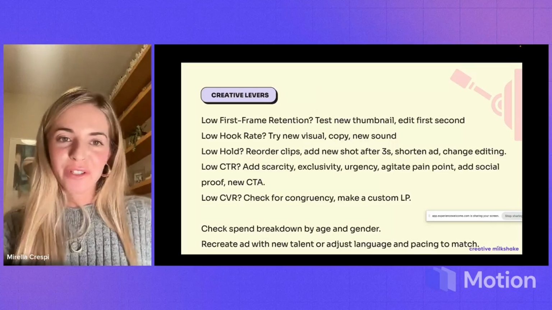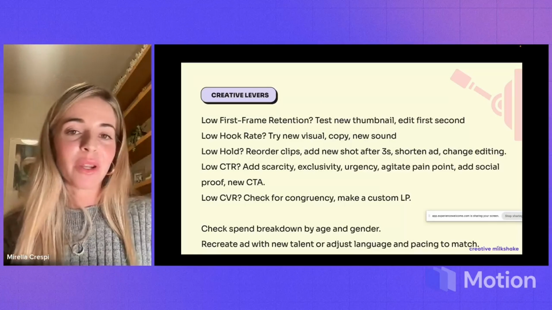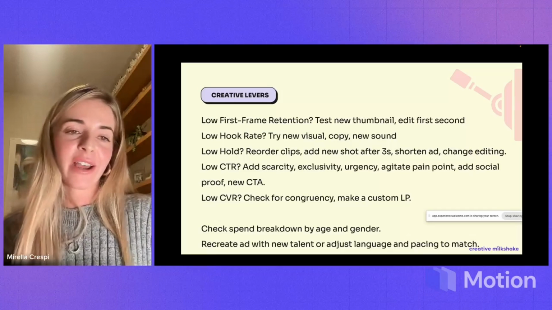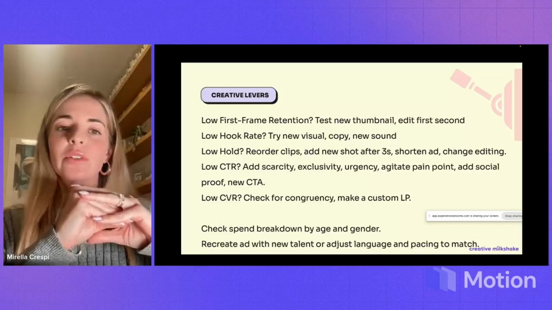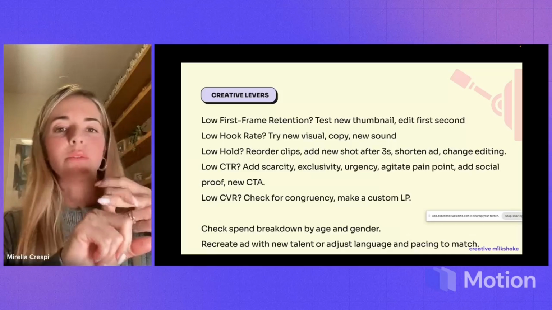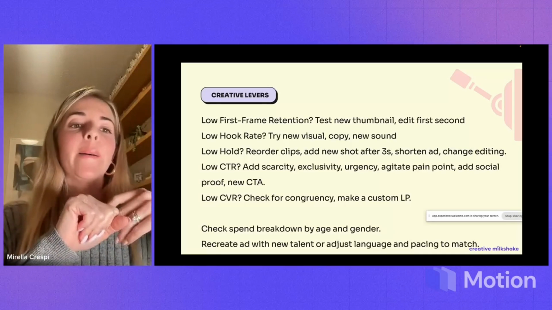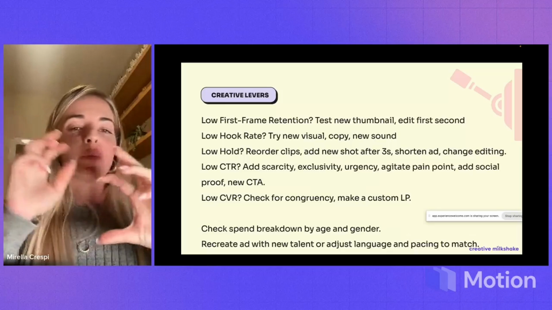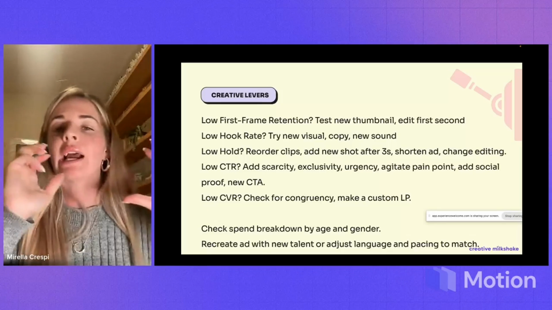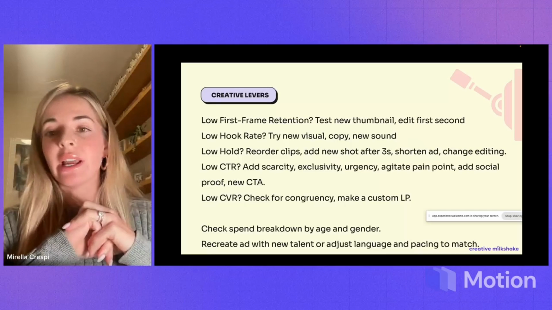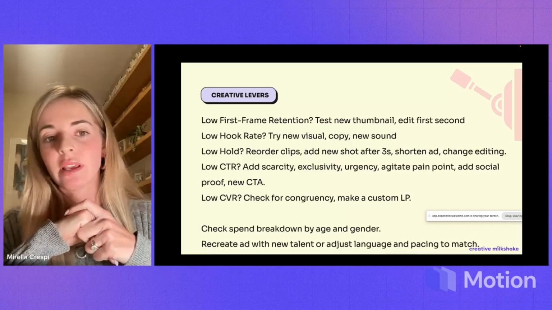So, some creative levers. If you have low first frame retention, test a new thumbnail or edit the first second of the ad. Low hook rate, focus on the deep analysis of those first 3 seconds, trying new visuals, new copy, new sound. Low hold rates, try reordering the clips, add in new shots after the 3rd second, make the ad shorter. Sometimes changing the editing style, adding transitions can help.